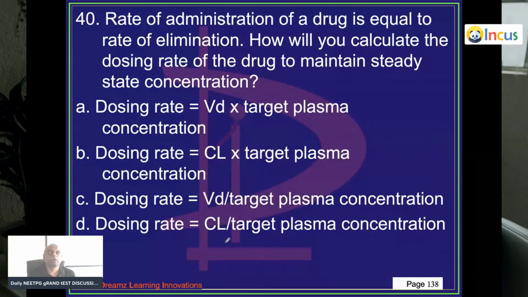Now, this is another very standard question, doctor, you need to know. Examiner will ask a question. What will he ask? Half-life, volume of distribution, bioavailability, first order kinetics, zero order kinetics, and steady state concentration of the drugs. Without that, there is no NEET PG exam at all.